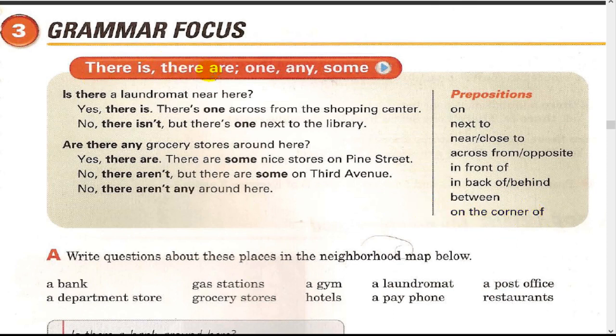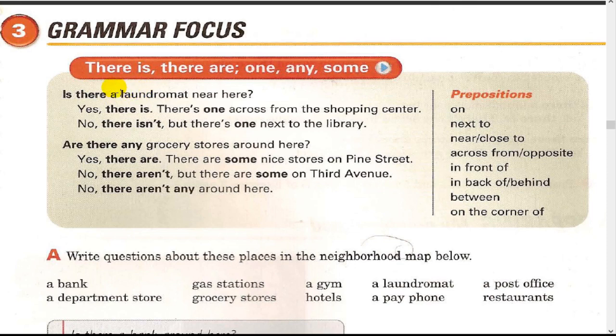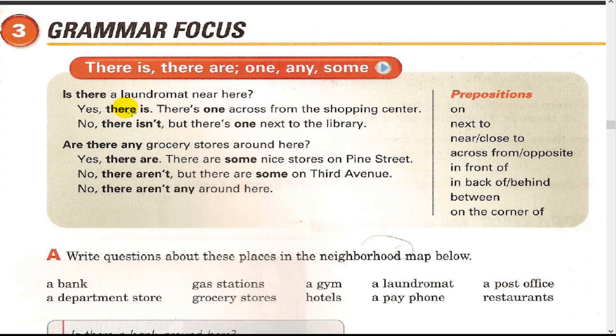There is, there are. Is there a laundromat near here? Yes, there is. No, there isn't. So, there is plus singular noun. One. Example: There's a television in the room. There isn't plus singular noun. There isn't a radio in my room. Question: Is there a television in your room?